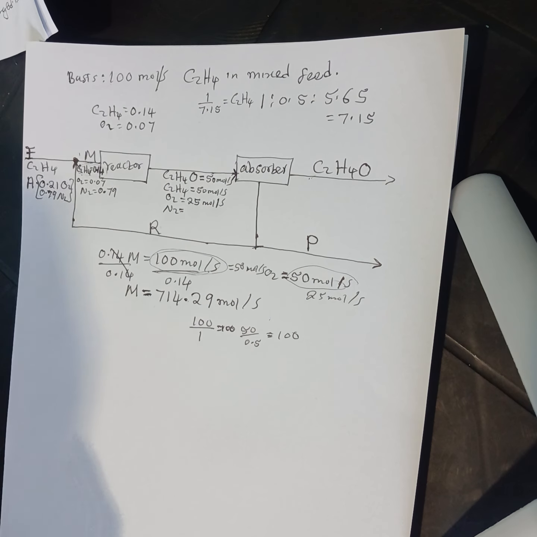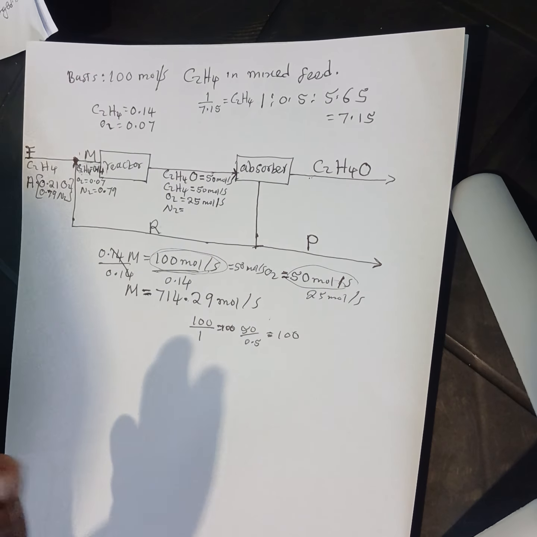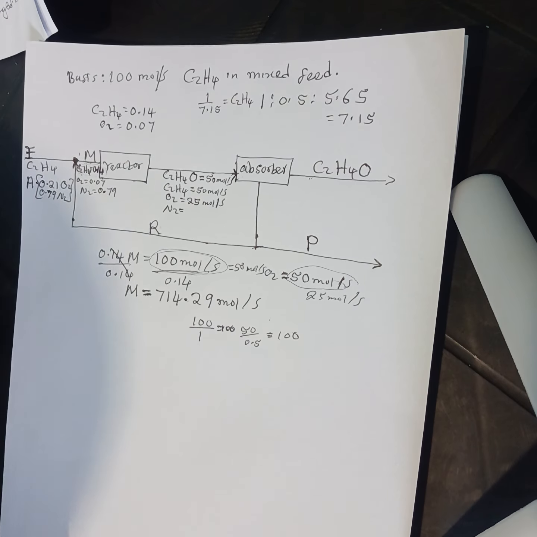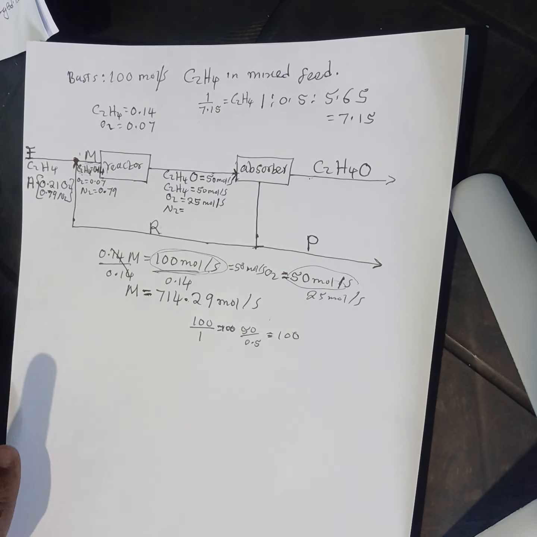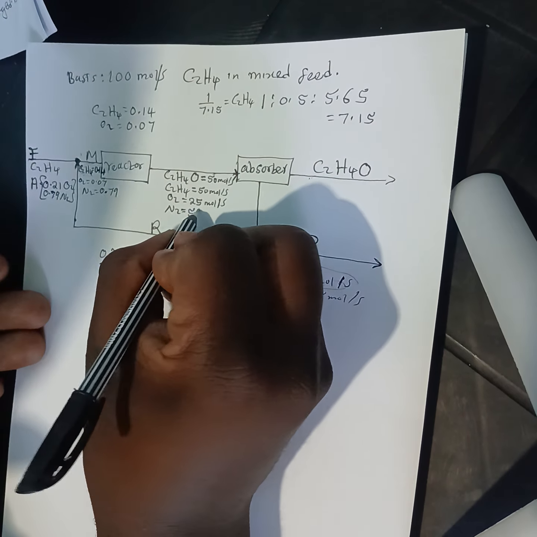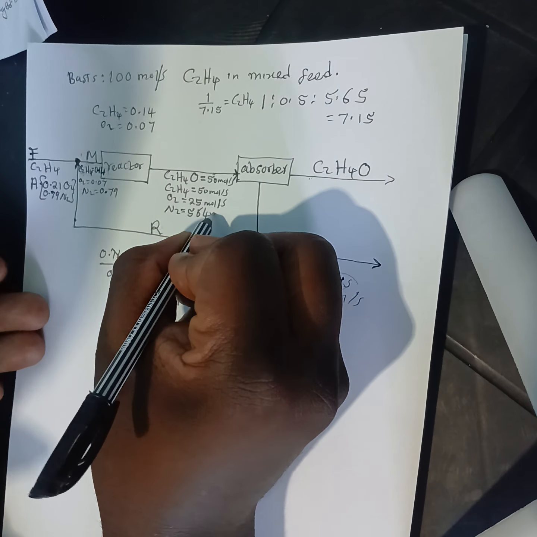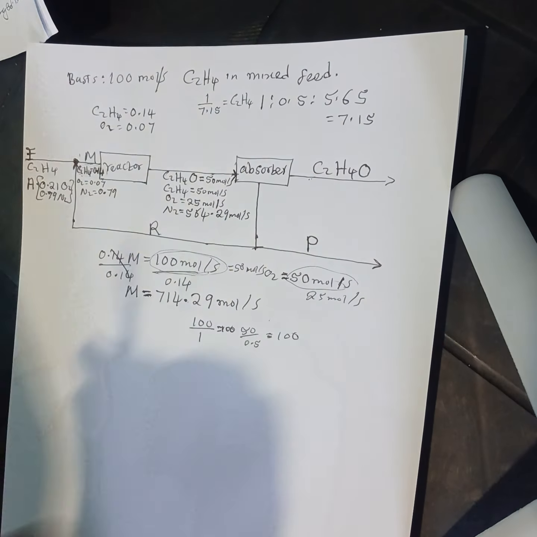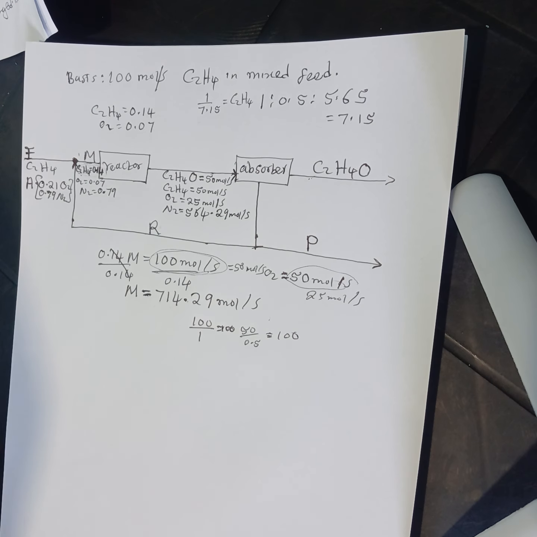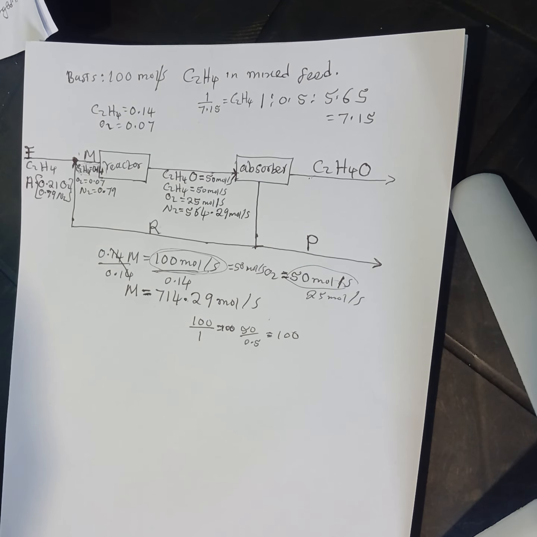So the amount of nitrogen that is entering into the reactor is equal to the amount of nitrogen that is leaving the what? The reactor. So let's calculate how much nitrogen is entering the reactor. We have 0.79 by 714.29, which gives us 564.29 mole per second. So this is the amount of nitrogen that is going in, that is entering the reactor, and it's equal to the amount of nitrogen that is what? Leaving the reactor.